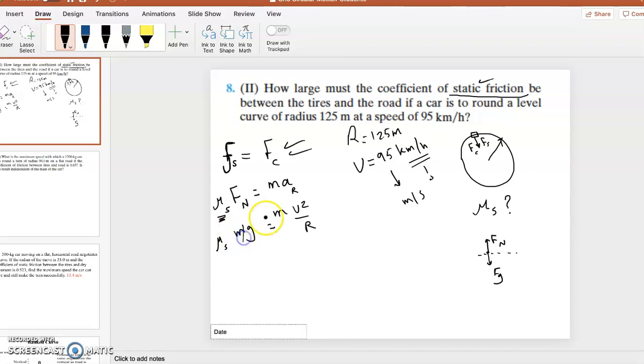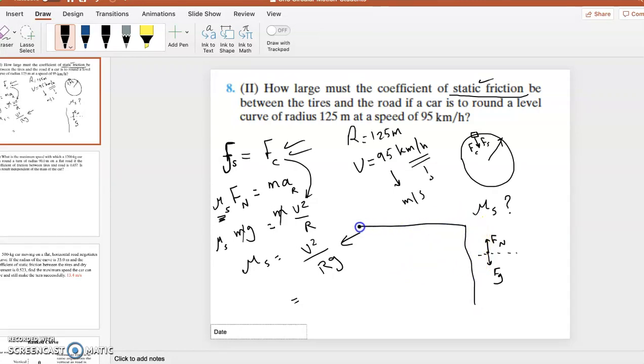Great. So m will cancel out with m, and what is µs? It's simply v square over r times g. This is not a formula to memorize. I wouldn't. Maybe you can jump from here to there, that's fine, and then you calculate it. Once we reach here, we have to convert the 95 kilometers per hour into meters per second. Do you remember? Let me do this.